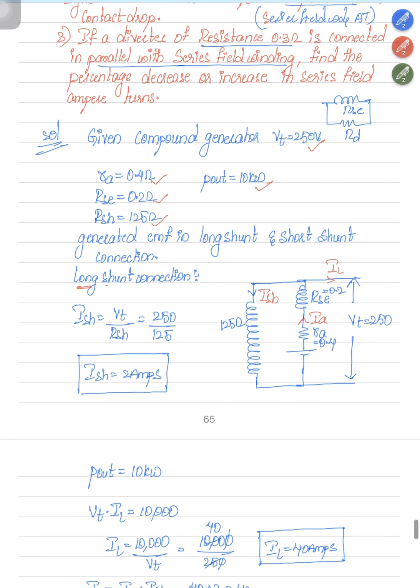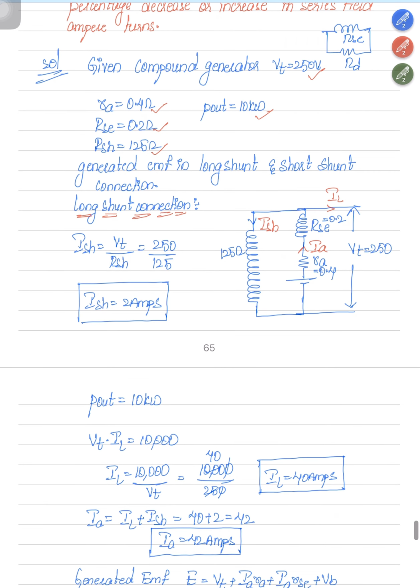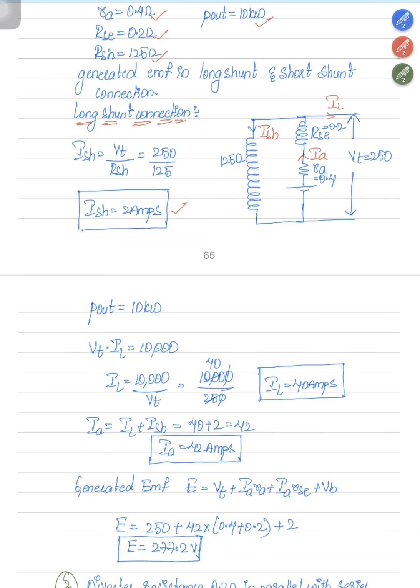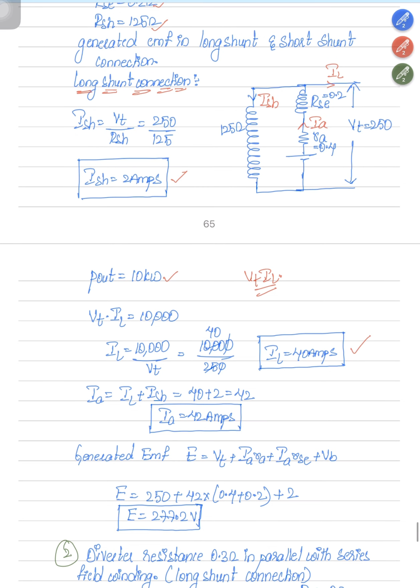Now we go for the long shunt connection. This is a basic long shunt diagram, along with the respective resistance and current notations. Here the shunt field current is ISH equal to VT by RSH, which equals 2 amps. Output power is 10 kilowatt, and output power is VT into IL. By this I can find IL. IL equals 10,000 by VT, VT is 250 volts, so the load current is 40 amps. By simple KCL, IA equals IL plus ISH, so the armature current is 42 amps.